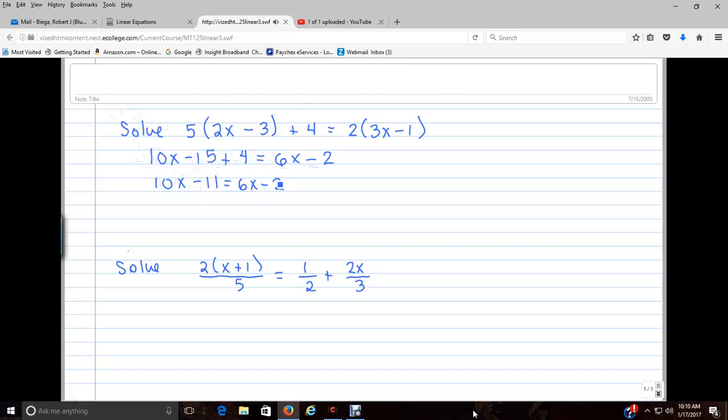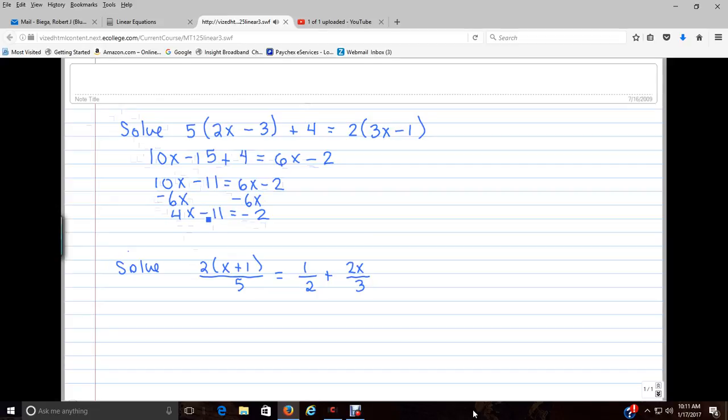All right, now we need to get our variables together on one side. So what I'm going to do is get the 6x over to the left. To do that, I'll subtract 6x, but of course, I have to do it from both sides. 10x minus 6x is 4x. I still have the minus 11. And on the right, the 6x's cancel, and we have a minus 2.